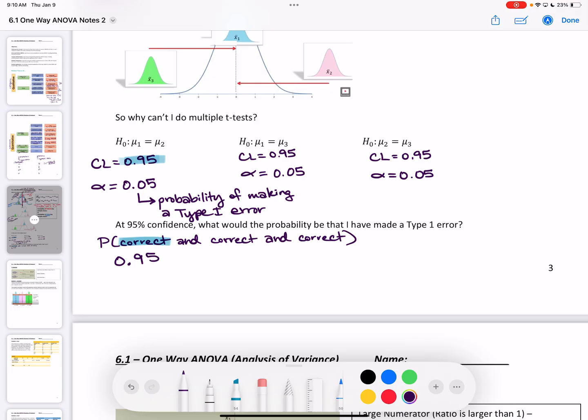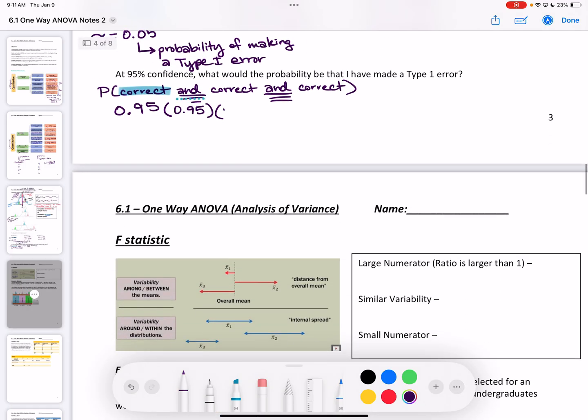So correct for the first one's going to be what? 0.95. And do you remember in the probability unit, when we say and, what do we have to do? And is multiply. Good. Or means add. Okay? So if it's and, I'm going to multiply it. Okay, what's the probability the second one's correct? 0.95. Okay? And, so I'm going to multiply. What's the probability that third one's correct? 0.95. So what's the probability that each of them are correct? It's 0.857375.